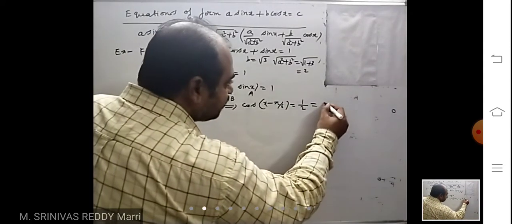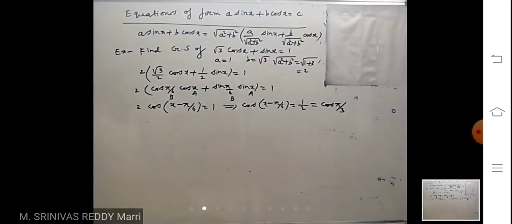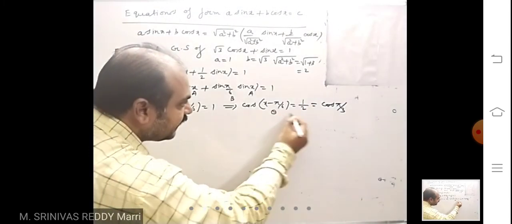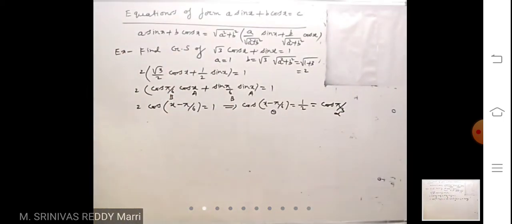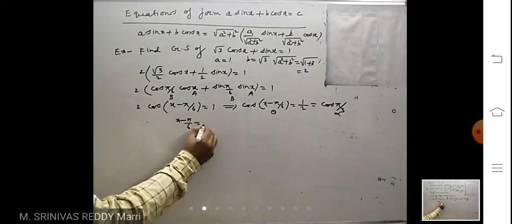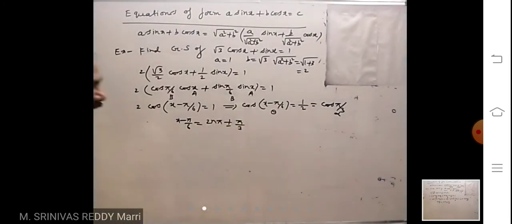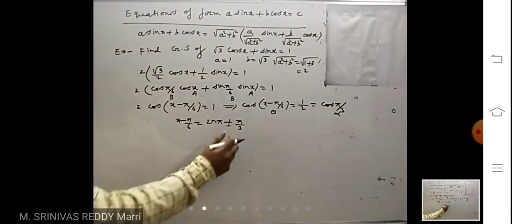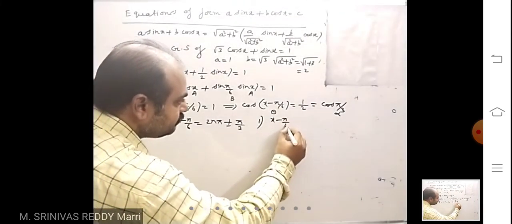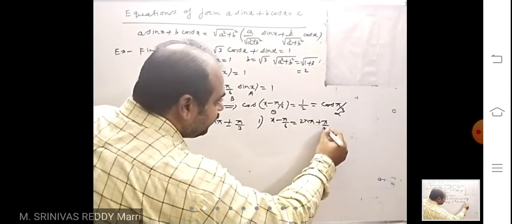Now what you have to write is cos alpha. Cos alpha means cos pi by 3. When a constant is there, you write cos alpha. Now this is theta, cos theta equal to cos alpha. What is the general solution? Theta equals 2n pi plus or minus alpha. Theta means x minus pi by 6, and alpha is pi by 3. Now you look at here, first case, you take plus.